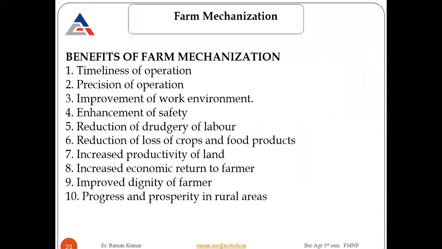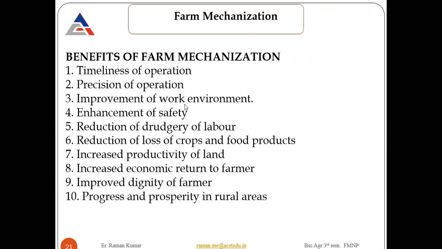Okay, next we have the benefits of farm mechanization. Under this, number one, timeliness of operation. Your operation should be completed in a well suited time. Precision of operation. Your operation will be marked up to your table marking, very near to what operation you want. Okay, so this is called precision.